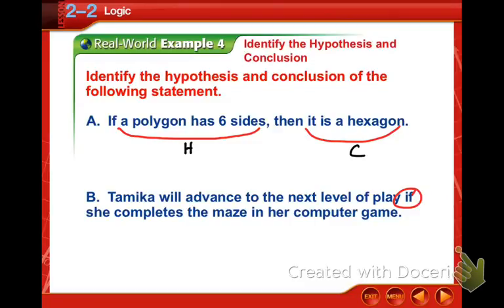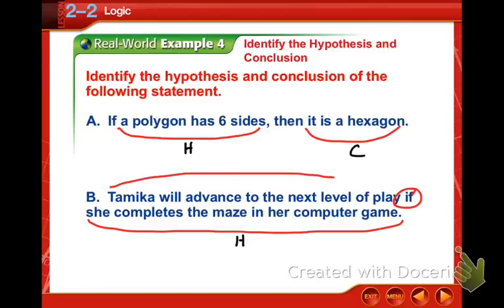Second one is not in if-then form, but there is an if in there, right there. So, she completes the maze in her computer game is our hypothesis. And then she will advance to the next level is our conclusion. So after she does the first part, completing the maze, then she does get to move on. Okay?